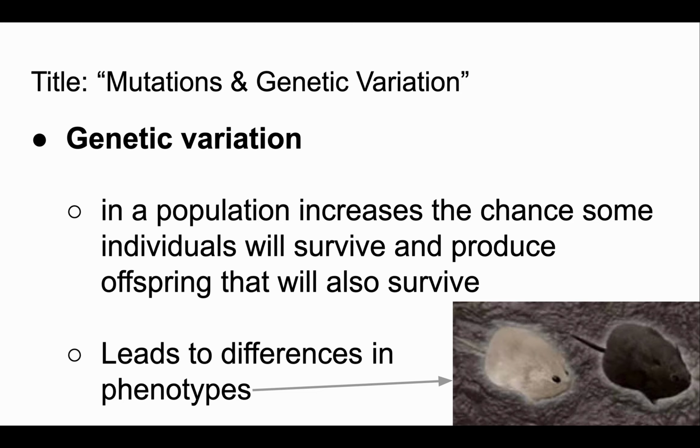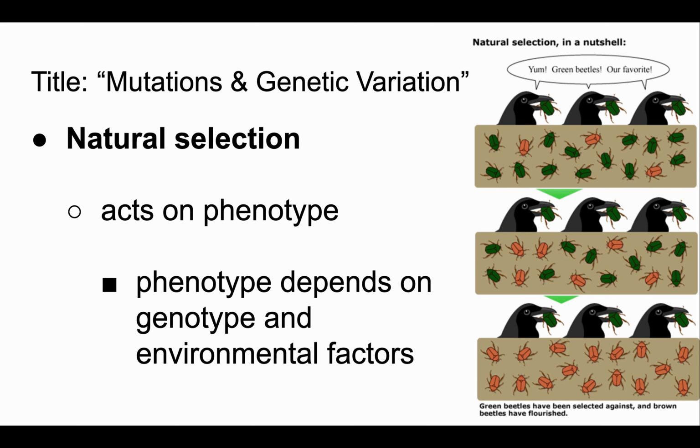Genetic variation leads to differences in phenotypes. Here we have two different phenotypes, a dark phenotype mouse and a light phenotype mouse. Natural selection acts on phenotype. Remember, phenotype depends on genotype and environmental factors.